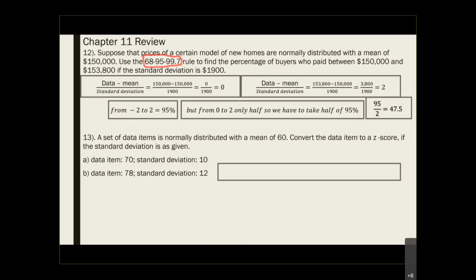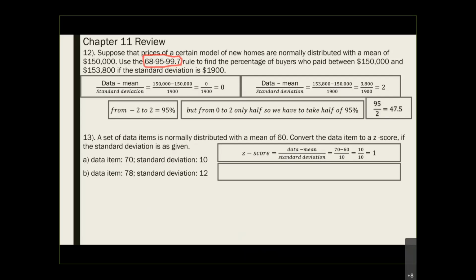So number 13, a set of data is normally distributed with the mean of 600. Convert the data to a z-score if the standard deviation is given. So again, this is pretty much straightforward, right? We've been doing a lot up here, number 12, number 11, but I did not mention it. But again, your z-score, reminder, is the data minus the mean divided by the standard deviation, right? We've been doing the z-score, just that we did not call it z-score. But again, it's the same z-score, right?